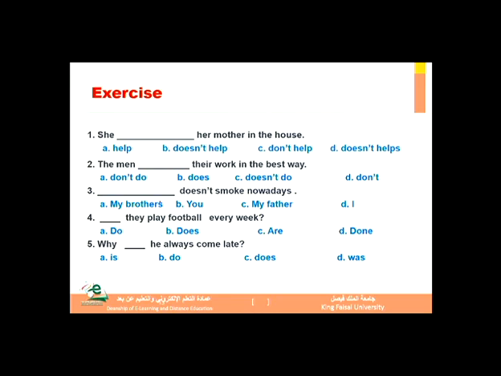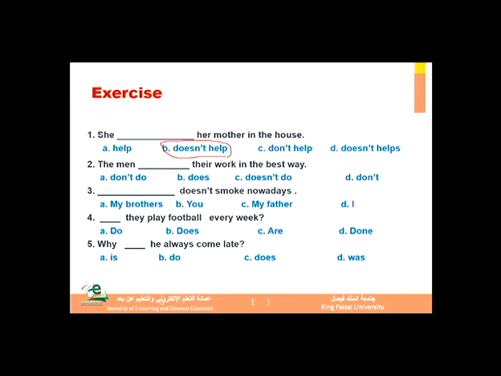Okay. So now let's move to this page. And try to apply what we have learned so far. نطبق اللي تعلمناه بخصوص present simple في الجمل التالية. So, she blank her mother in the house. أن هي تساعد والدتها في المنزل. So, does she, نقول she help ولا doesn't help ولا don't help ولا doesn't helps. شنو الإجابة الصحيحة؟ الإجابة الصحيحة طبعاً doesn't help.